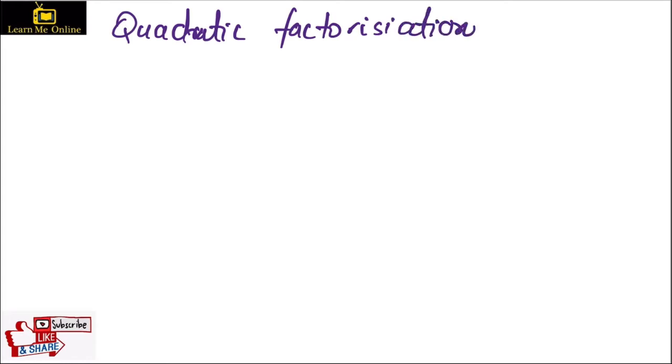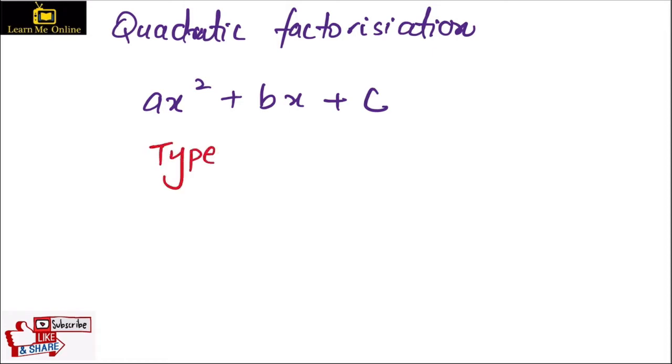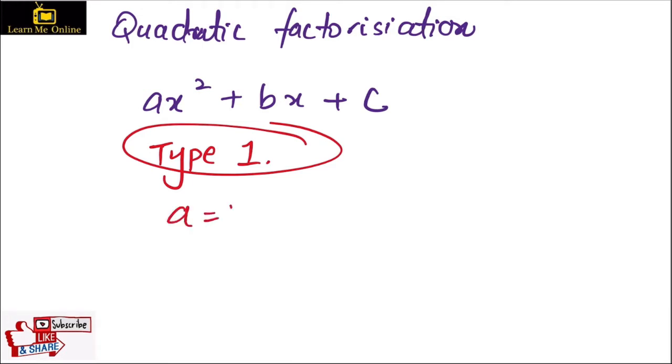We know how we write down the quadratic expression. The quadratic expression is written in the form of ax squared plus bx plus c. So this is type 1, and in type 1 we are discussing when the x squared variable has a coefficient of 1. It means we are dealing with the cases when a is equal to 1.